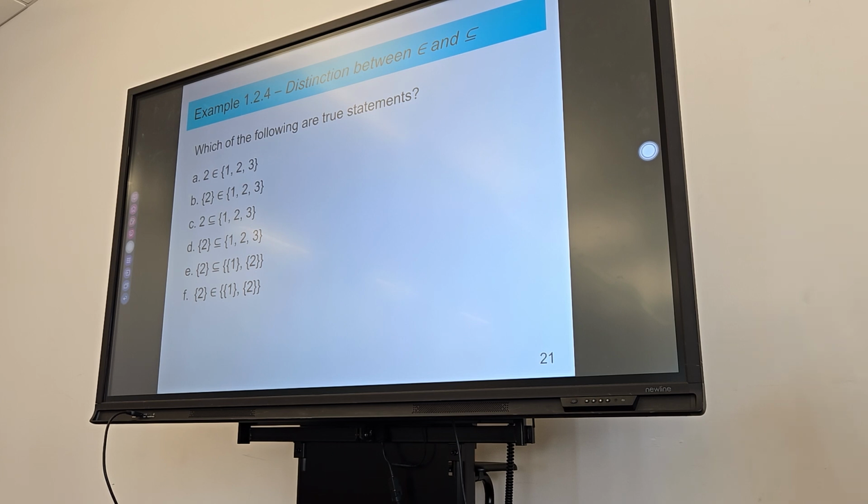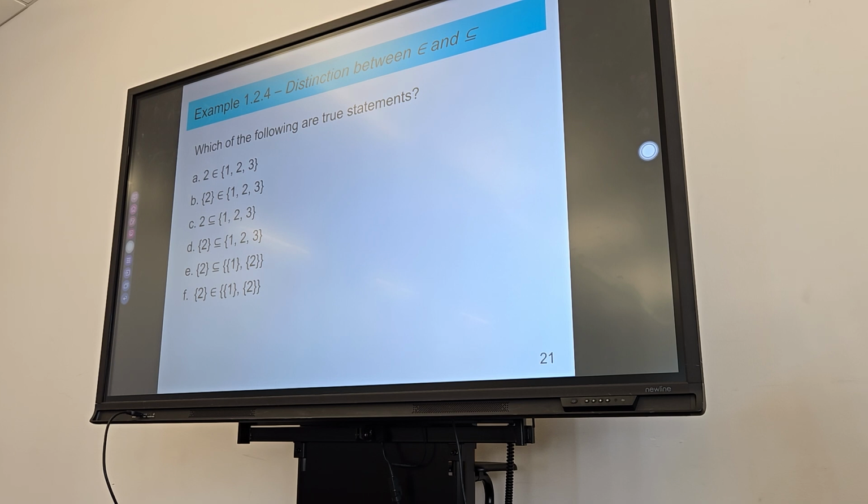Okay. Is D, the set with the number 2 in it, a subset of the set of 1, 2, and 3? Yes, because the 2 is in a set. It can be a subset of the set on the right.